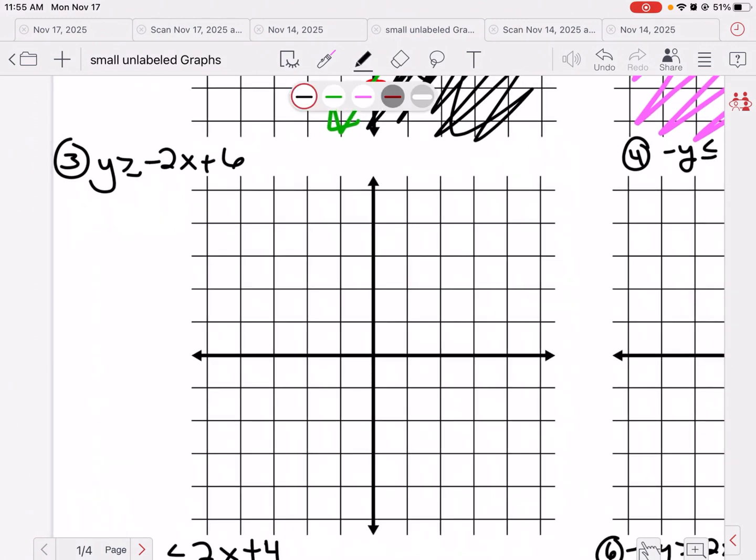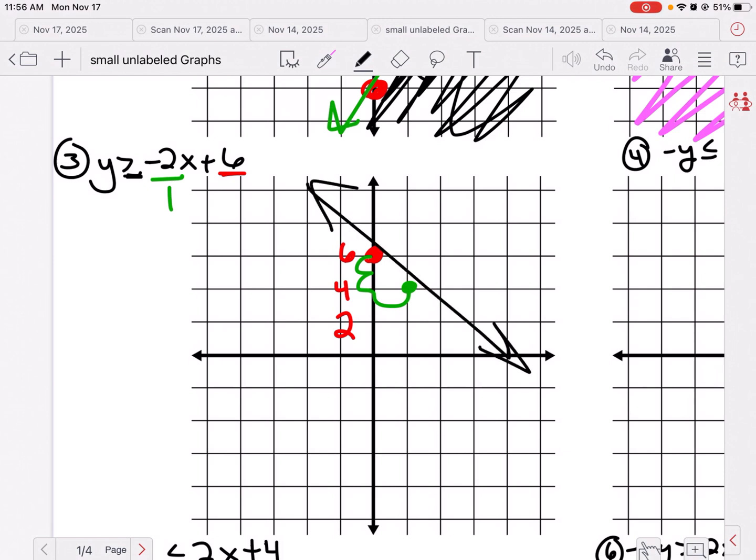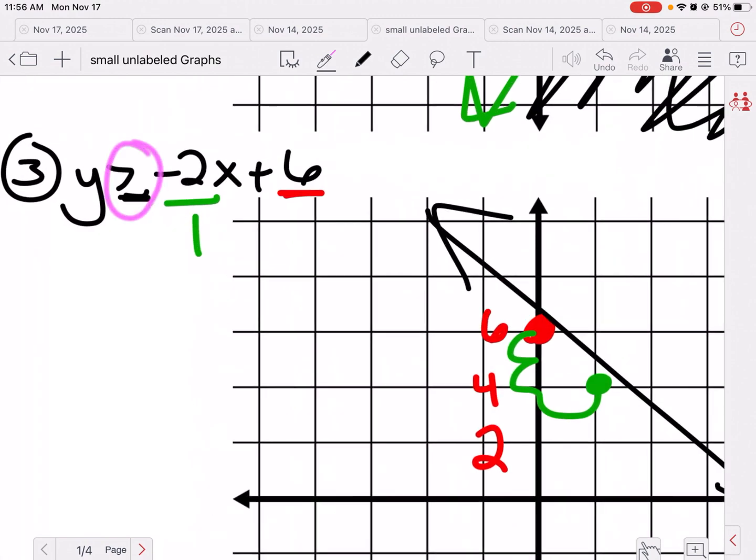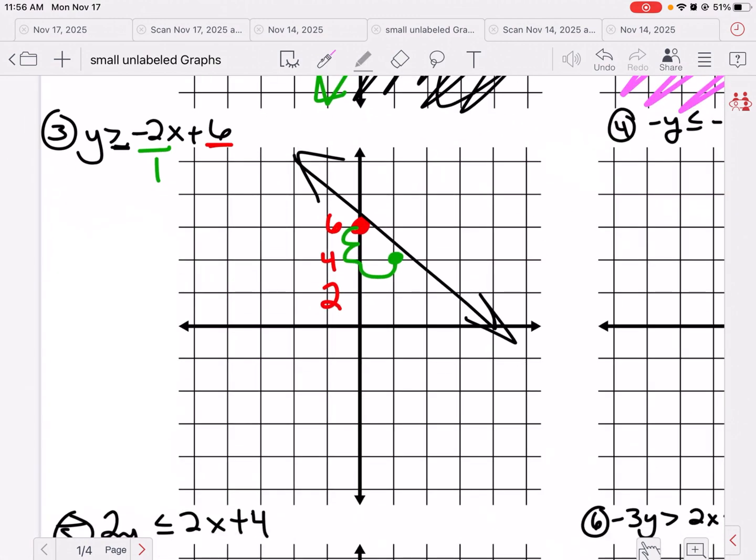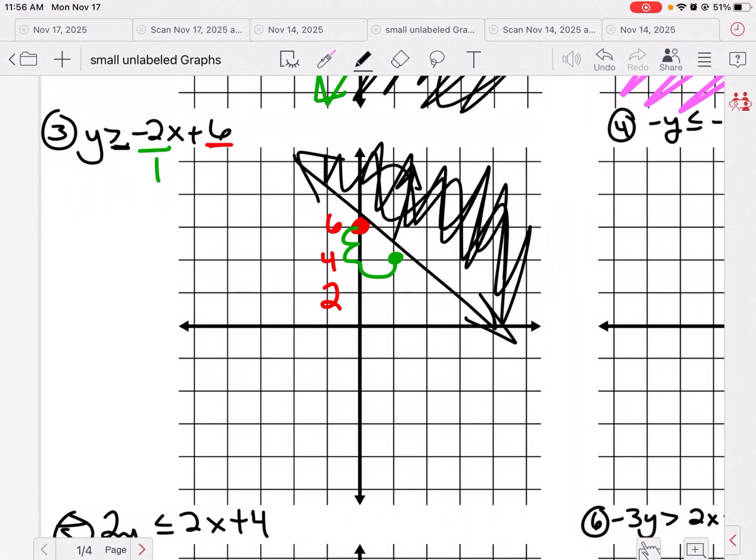Again, this one's already solved for y, so I'm going to plot at my y-intercept. So I'm going to count by 2s just so this fits on my graph. 2, 4, 6. I'm going to plot my point. And then my slope says to go down 2 over 1. Remember, I counted by 2s on that y-axis. Since this is a solid line underneath, I'm going to draw a solid line between these 2. And since y is greater than, the alligator mouth is eating y, I need to shade above my line. So I'm going to shade on this side of my line.